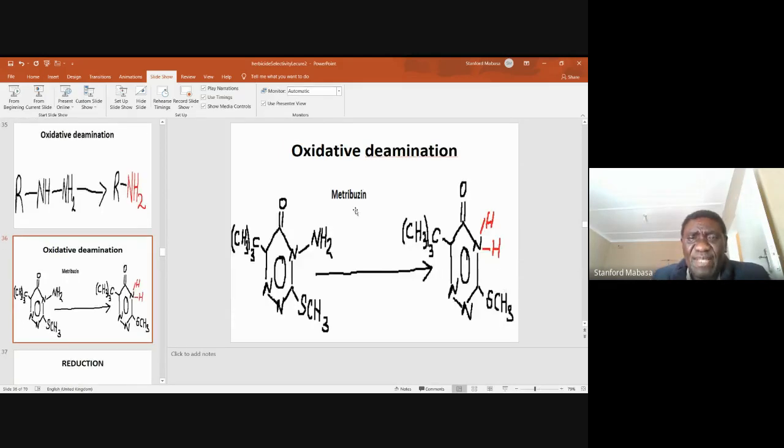This can happen on a metribuzin molecule. We've got this metribuzin. Don't worry about this big structure. But where you have double N, we can split this. Then we are remaining with hydrogens, which are attached here. This can reduce the phytotoxicity of metribuzin. But of course, we do have also something interesting on metribuzin, which is SCH3. There's also a possibility of undergoing sulfoxidation or thioether oxidation on the same molecule.